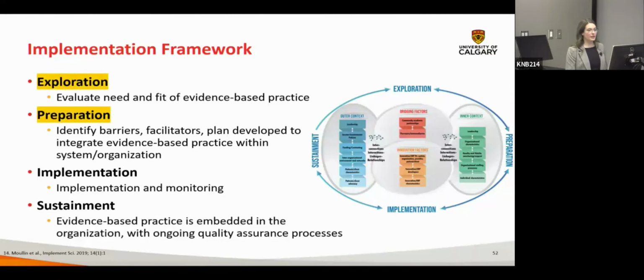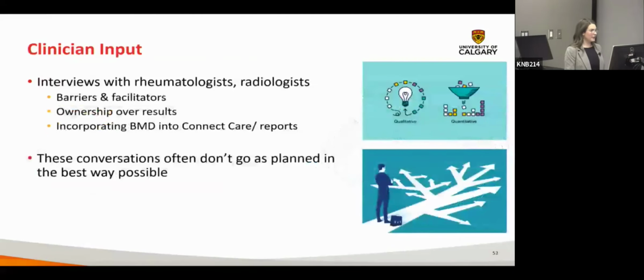So for me, I'm currently in the exploration and preparation phase. So far, I've done a bit of clinician input, and this has been quite interesting. I'm doing rough interviews. I've had some interviews with some rheumatologists, radiologists as well. What I really want to know from them is what are some of the barriers and facilitators that they foresee if we were able to implement this opportunistic CT analysis to get that BMD score to identify individuals for potential osteoporosis treatment.